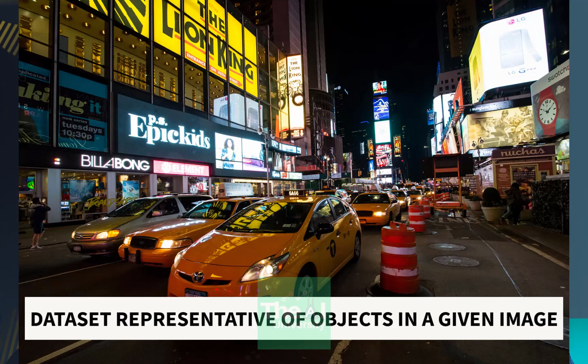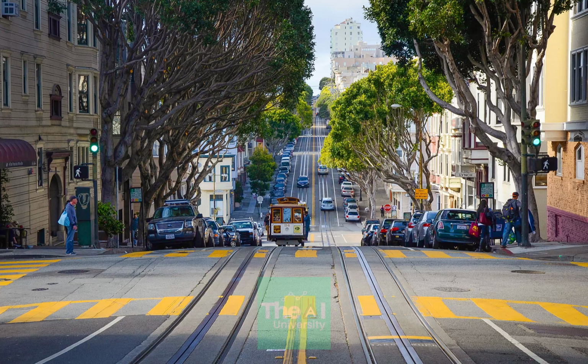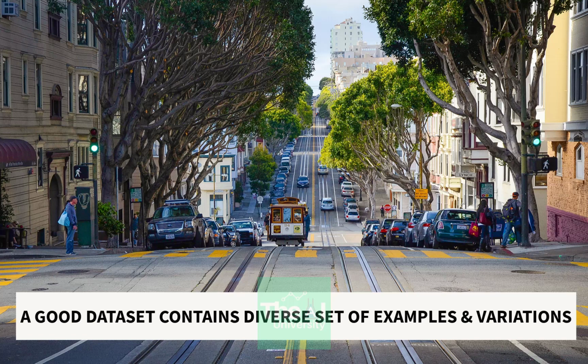It's important to use a dataset that is representative of the objects and images that the model will encounter in the real-world scenario. Otherwise, it may lead to poor performance or bias. A good dataset should contain a diverse set of examples and variations of the objects. It should also contain a diverse set of backgrounds and conditions. This will help the model to generalize well and be able to detect the objects in different conditions.